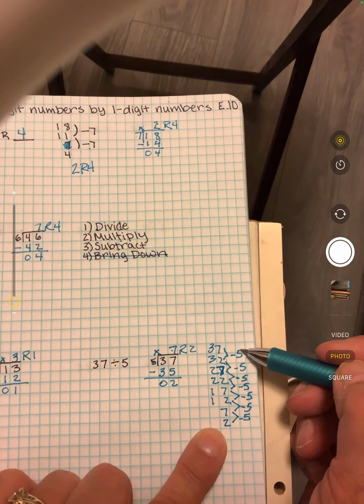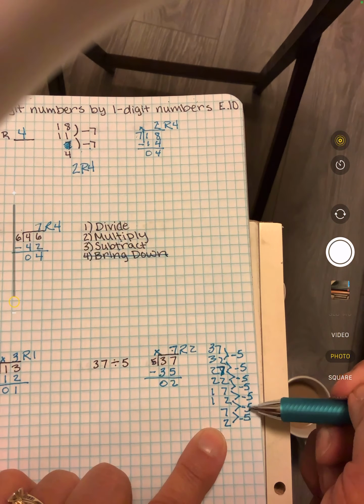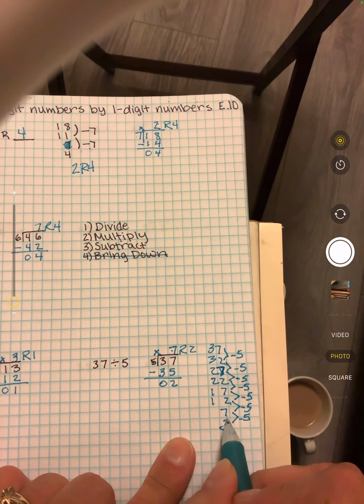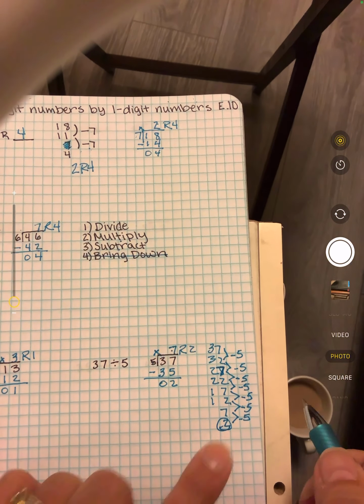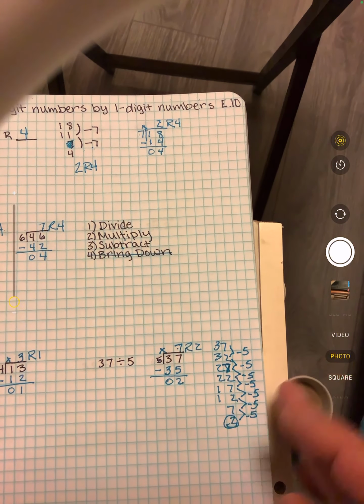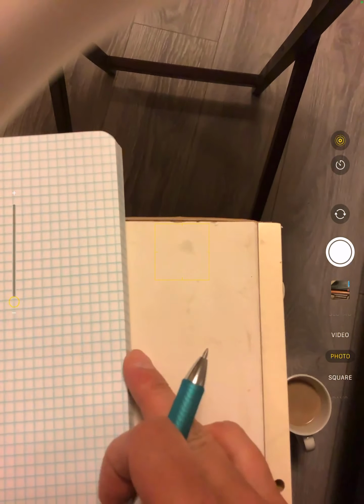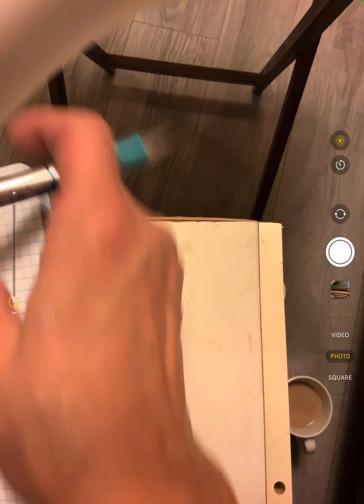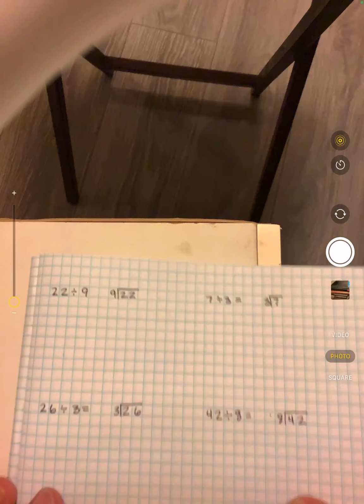So 1, 2, 3, 4, 5, 6, 7. There's my 7. Here's my remainder, my leftovers, 2. Okay? So you can do it either way. If you want to draw out the x's, you can draw out the x's. Here we go. We have a few more problems, okay?